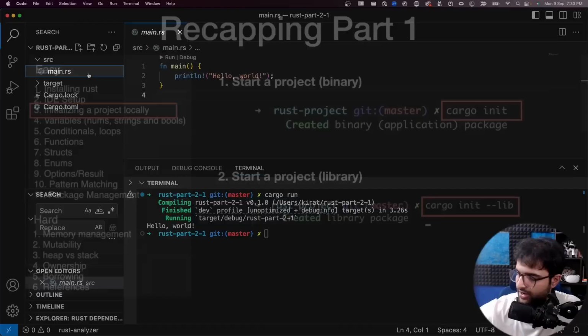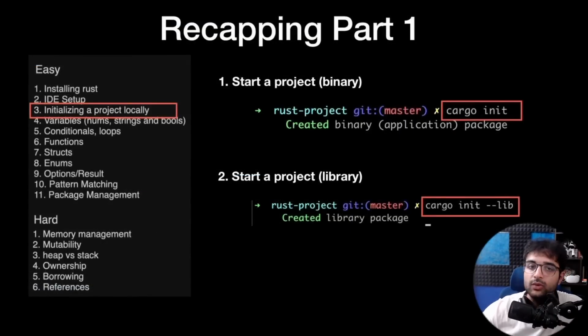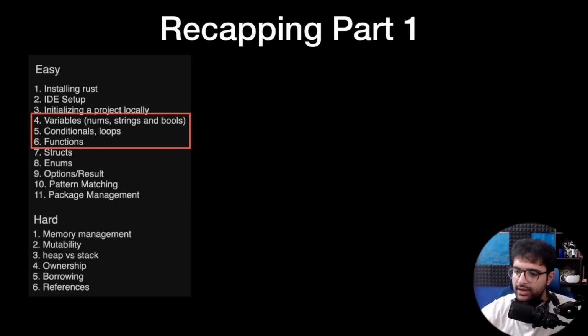That is all that we had for this section, which is how can you initialize a project locally or on the cloud based on your familiarity right now. If you want to do it on the cloud, that is fine as well. Let's move on to writing some Rust code next. We'll understand variables, conditionals, and functions. Fairly simple stuff.